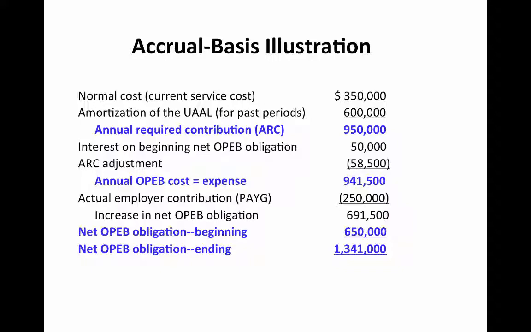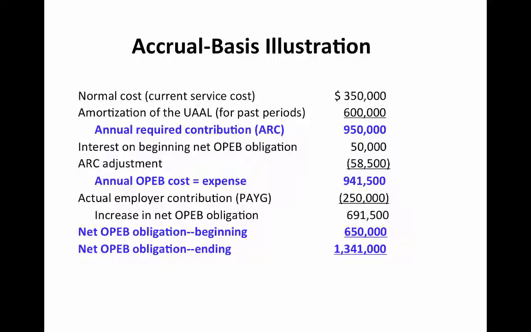There's interest on the beginning net OPEB obligation. It's a liability. It accrues interest like other liabilities. But when a new valuation is done, each year or every other year, it takes into account the fact that the full contributions, or the full ARC, wasn't contributed to the plan. And in order to avoid double counting, an adjustment needs to be made to the ARC. You can see that adjustment here is $58,500.